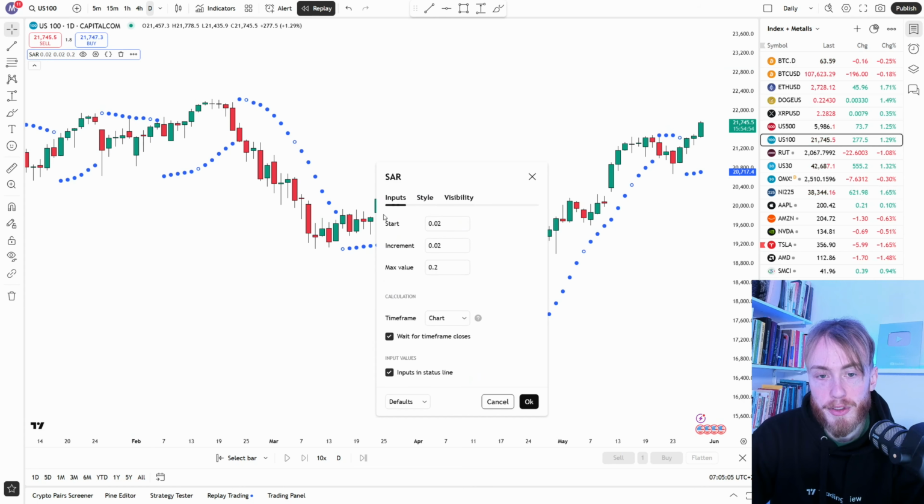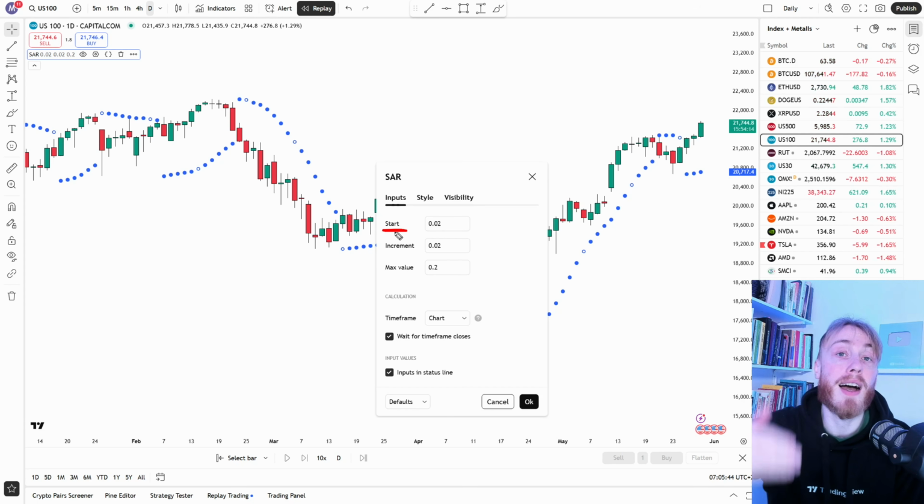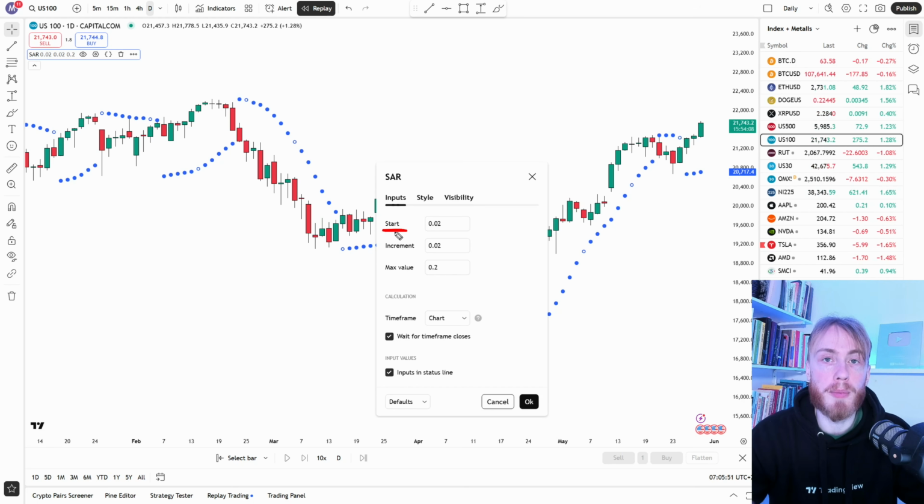And here we have three important settings. We have the start, we have the increment, and we have the max value. And as for the start, you can think about the start as the initial speed of the Parabolic SAR. So a lower value will give the SAR a slower start, while a higher value will make the SAR react faster already from the beginning.